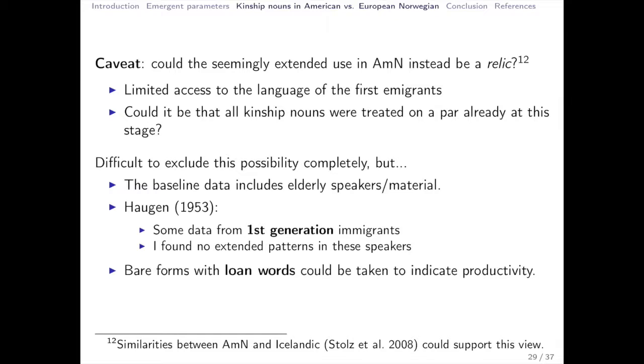because, well, the baseline data does include data from elderly speakers in Norway and elderly material. Then there is actually some data from first generation speakers which was collected by Kari Kinn. It's not very much, but at least I did not find any extended patterns in these speakers. I did, however, find at least one example from a second generation speaker in this dataset. And also, bare forms with loan words could possibly be taken to indicate productivity.